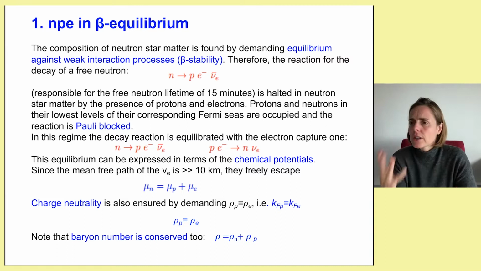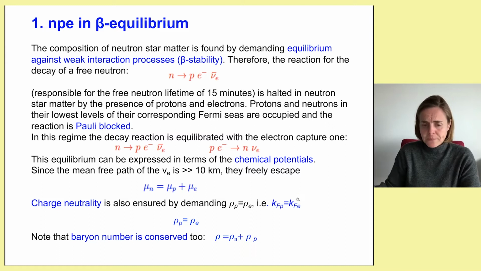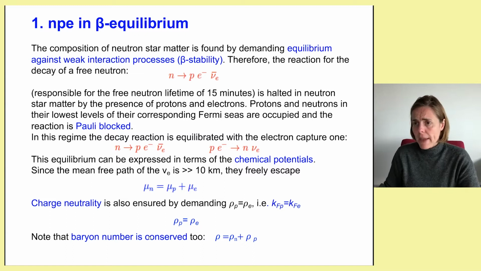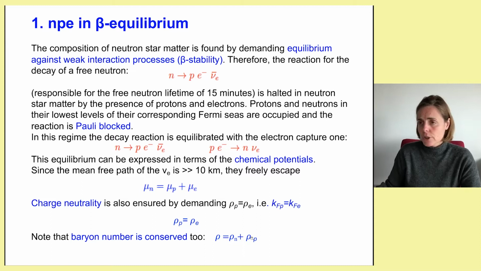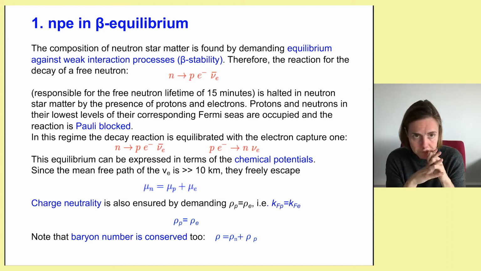The object is also charge neutral. Therefore, there is also the demand of charge neutrality, so you have the same quantity of positive and negative charged particles. In this case, you will have protons and electrons. And another thing that is conserved, because you have nucleons, baryons, and these reactions don't break baryon number, is the baryon number. So these are the conditions when we discuss beta equilibrium with neutrons, protons, and electrons.